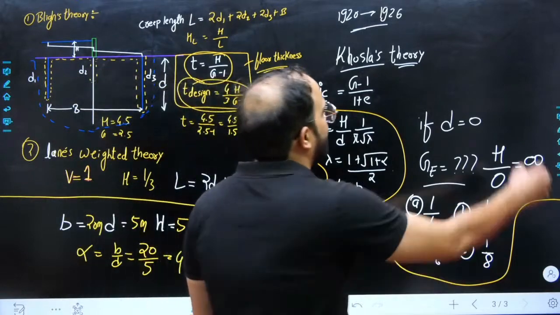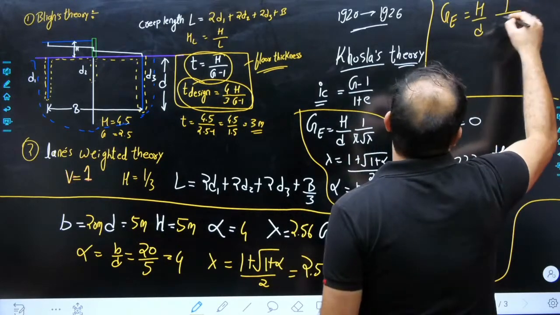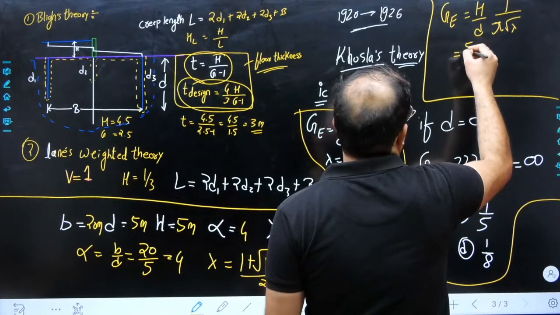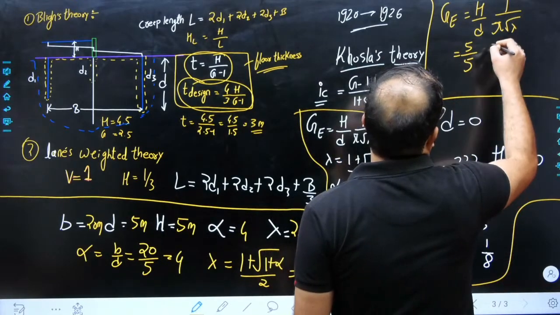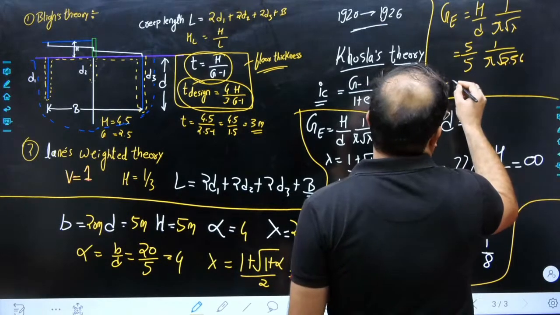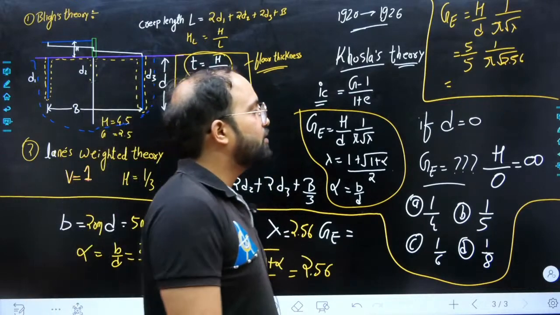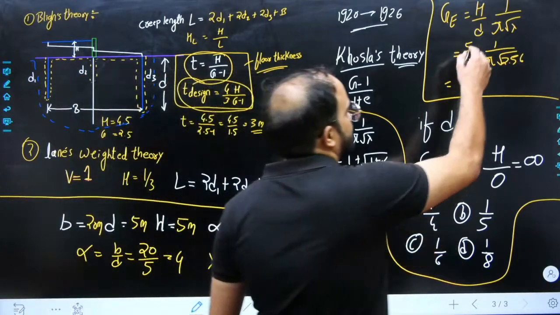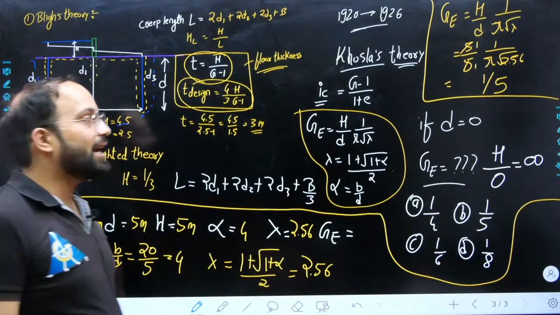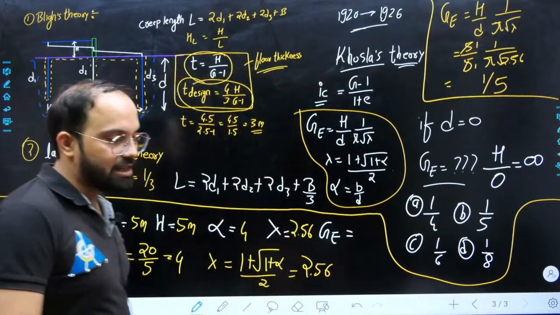Put all the values. So exit gradient is equal to h by d times 1 by pi root over lambda. Here h is 5, d is 5, and lambda is 2.56. Root over 2.56 is 1.6. 1.6 multiplied by 3.14 is near about 5. So it will be 1 by 5. Exit gradient is 1 by 5.